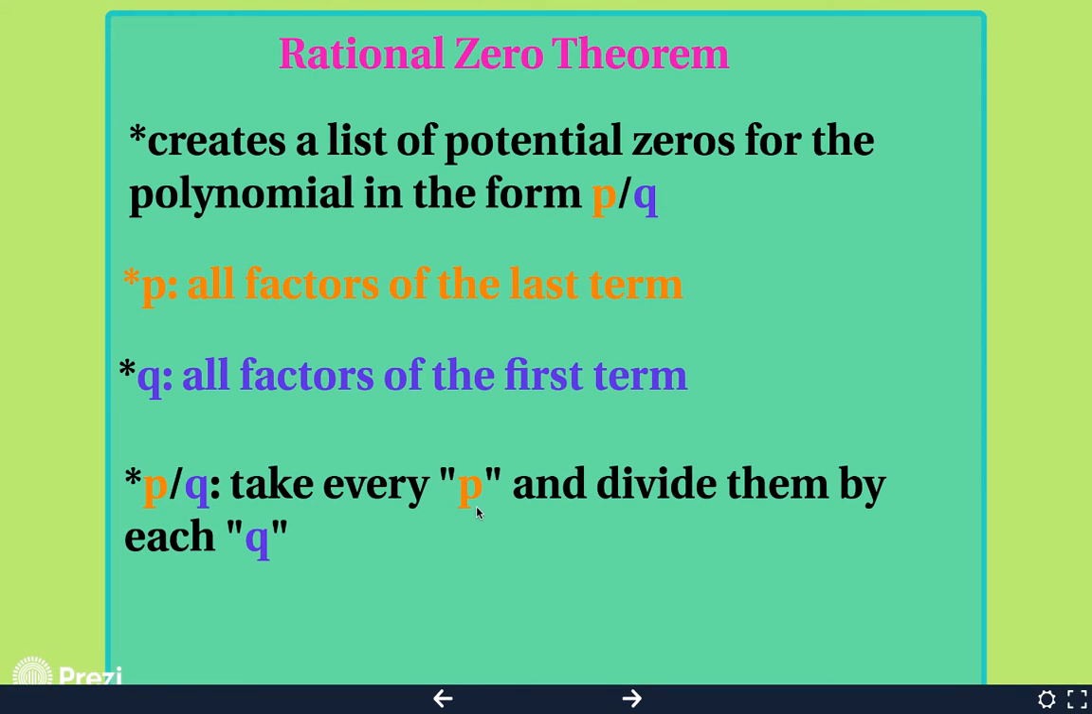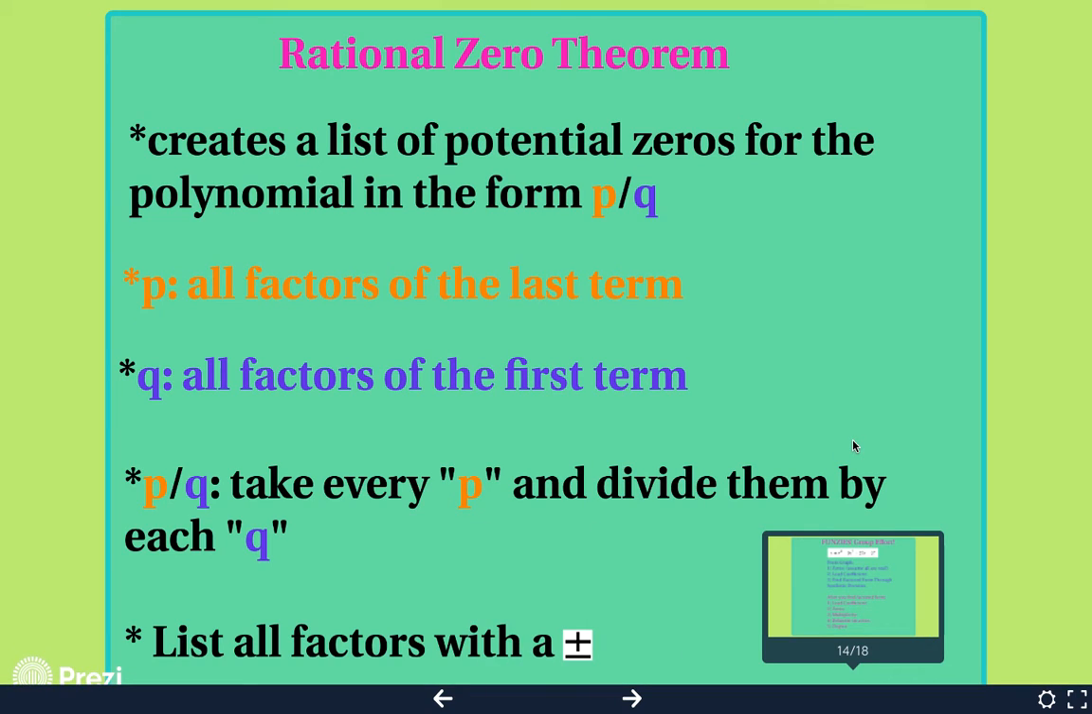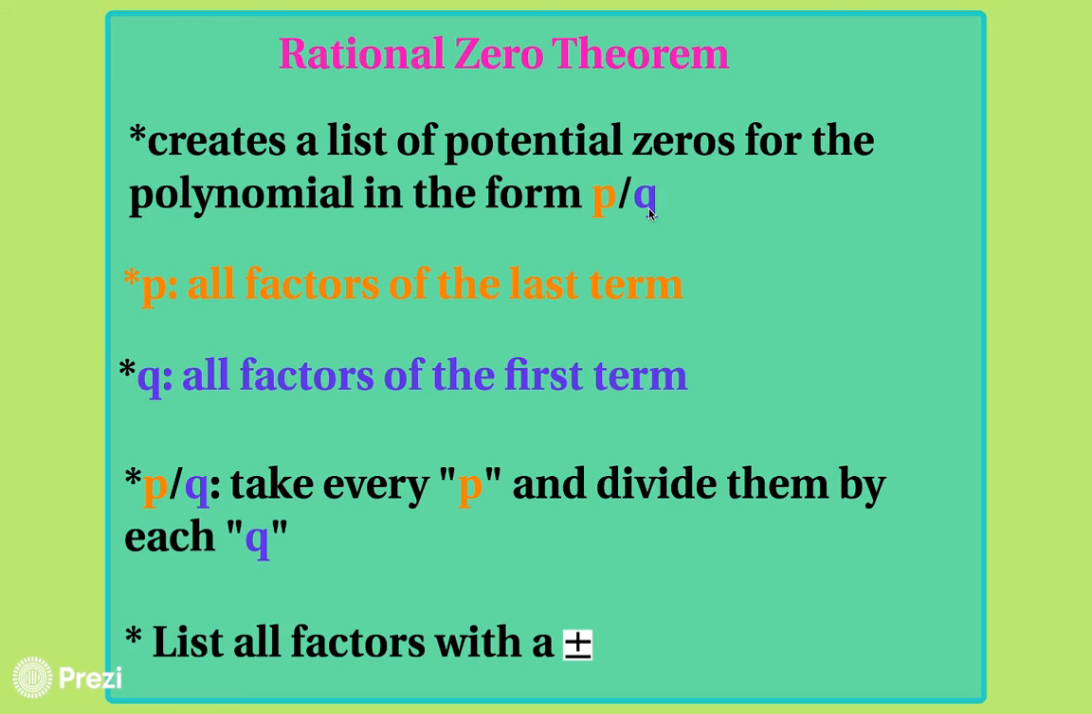Okay, so we take every p and divide them by every single q. And that will give us our list of p and q values. And when we do this, we're going to write all of them to have a plus or a minus value. Okay, so see this plus or minus? Because technically, say that your p value is 8 and your q value is 1. So we have 8 over 1. But technically, you guys, you can divide 8 by positive 1 or negative 1. Okay, we're not limited to that.